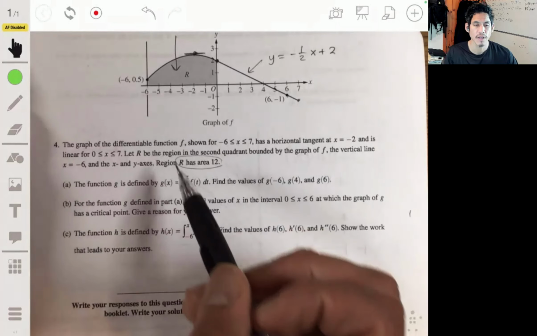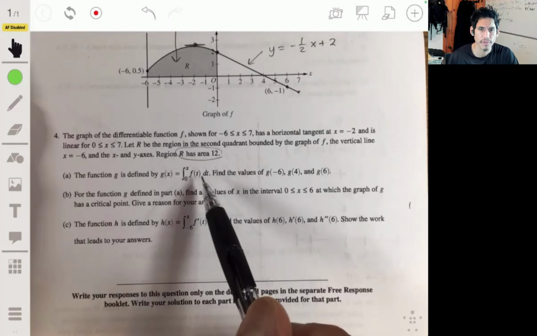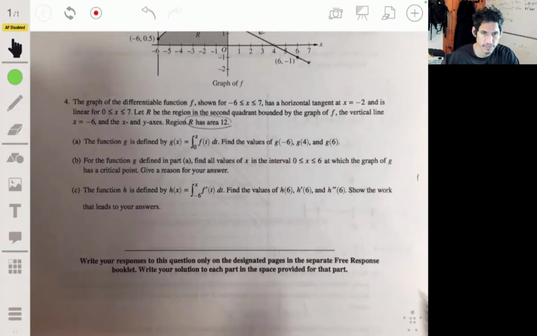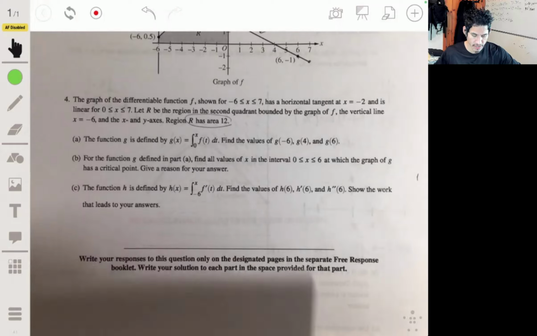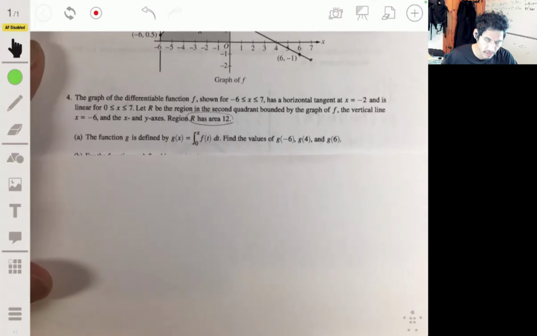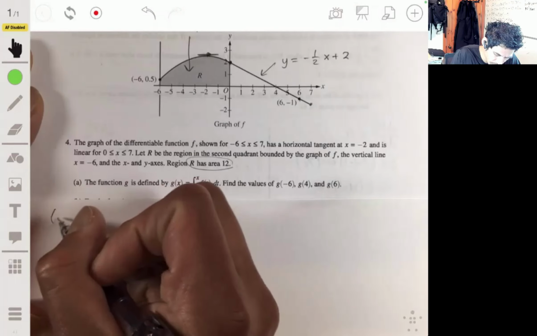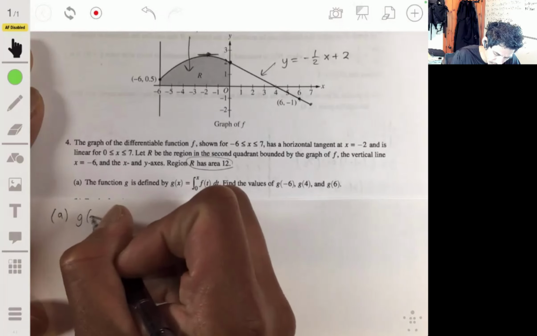So let's look at part A. Part A is we have the function g defined by this integral. We've got to find g of -6, g of 4, and g of 6. Okay, so let's work this through. I'm going to do it on a different sheet of paper so I'm not cramming it all up in here, so you can see the graph and the work.